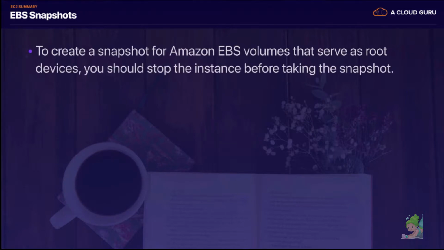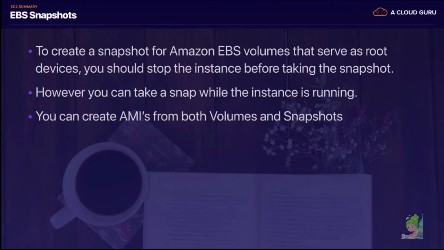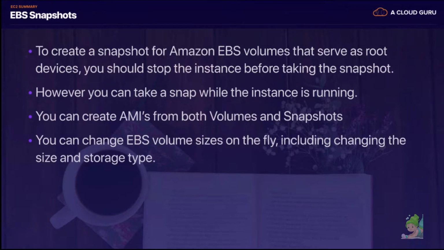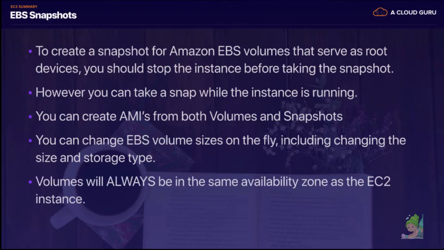To create a snapshot for Amazon's EBS volumes that serve as root device volumes, you should always try and stop the instance before taking the snapshot. That will give you a consistent snapshot, but that is optional. You can take snapshots on running instances as well, and you can create AMIs from both volumes and snapshots. You can actually change EBS volume sizes on the fly, including changing the size and the storage type, and volumes will always be in the same availability zone as the EC2 instance. You cannot have an EC2 instance in one availability zone and then an EBS volume in another. Bear that in mind as well.